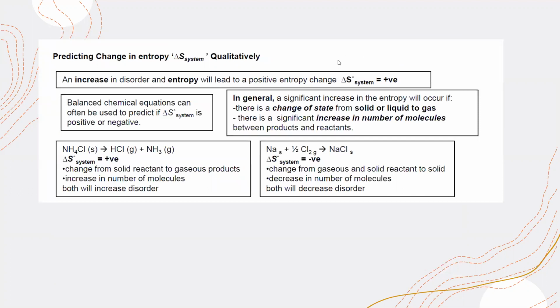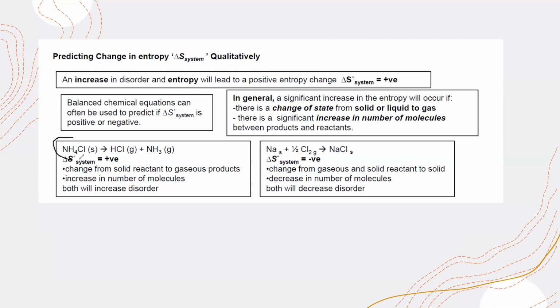Then how can we calculate it? There are two ways. One is qualitative analysis. Another one is quantitative. In qualitative, you don't have to do calculation, you just identify from the states whether the entropy of a system will increase or decrease. So an increase in disorder means entropy change will be positive. If there's a decrease in disorder, entropy change will be negative. And for this, you need a balanced equation to identify what happened to the entropy.